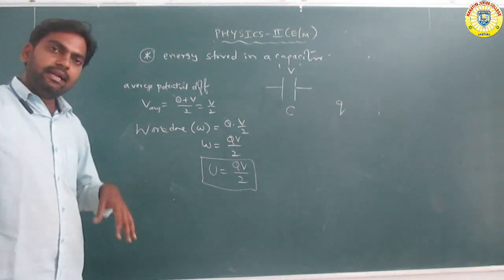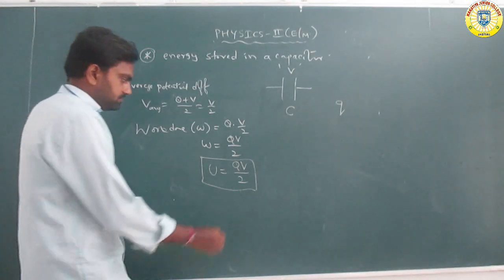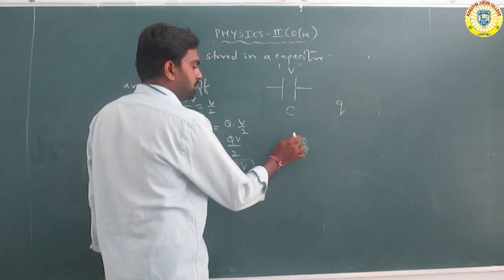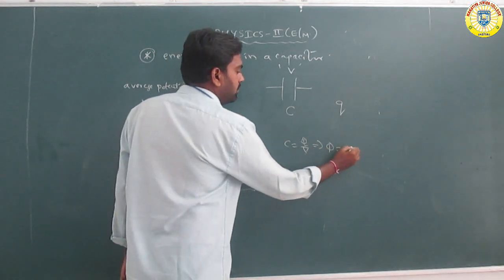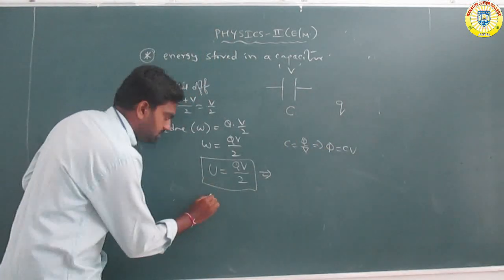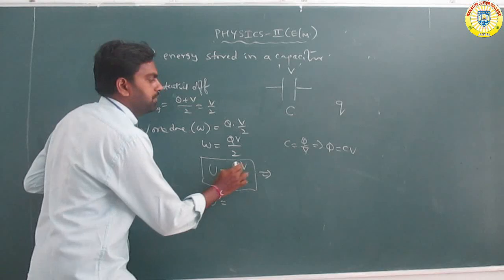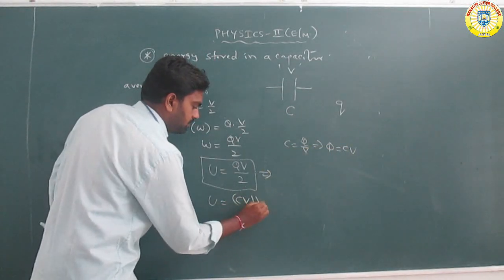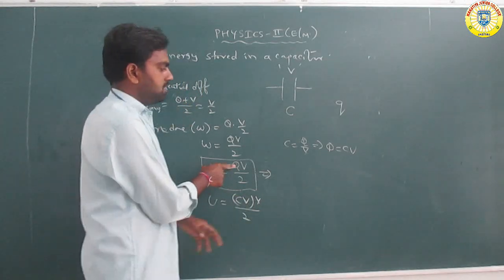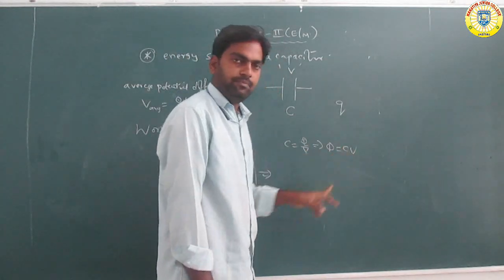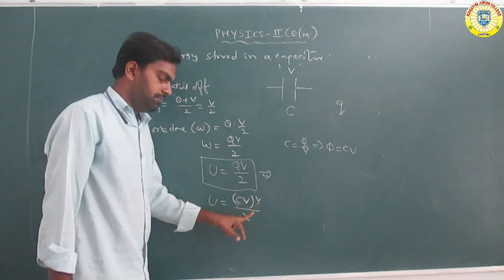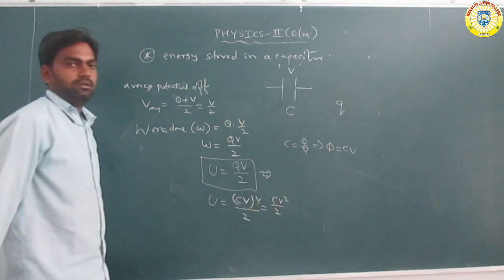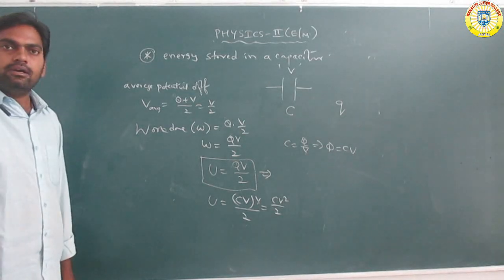But we can write it in another form also. C is equal to Q by V, so Q is equal to C into V. Substituting Q is equal to CV in the equation, U is equal to C into V into V by 2, that means U is equal to CV square by 2.